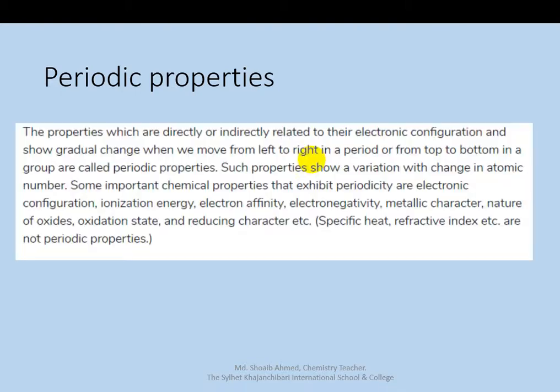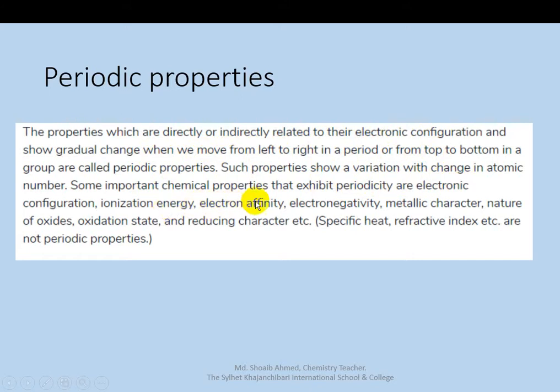Periodic properties: the properties which are directly or indirectly related to their electronic configuration and show gradual change when we move from left to right in a period or from top to bottom in a group are called periodic properties. Such properties show variation with change in atomic number.